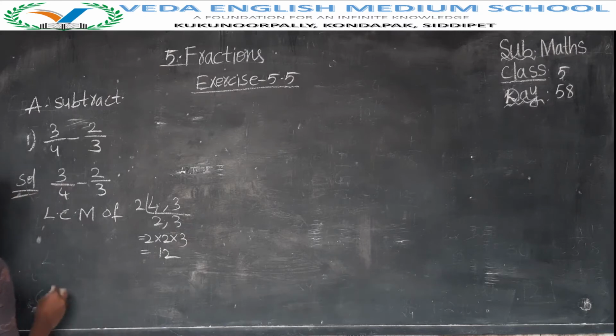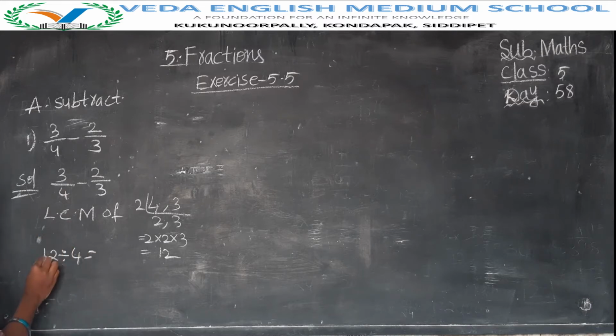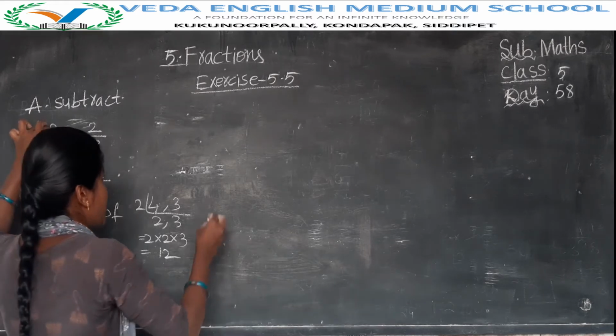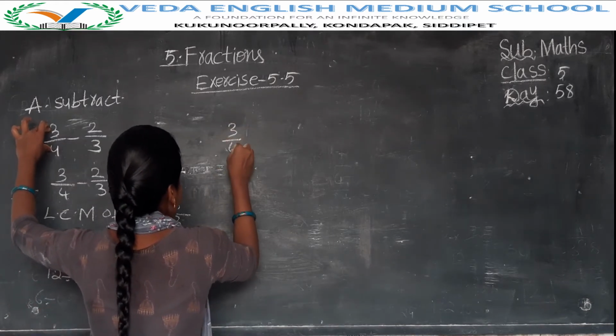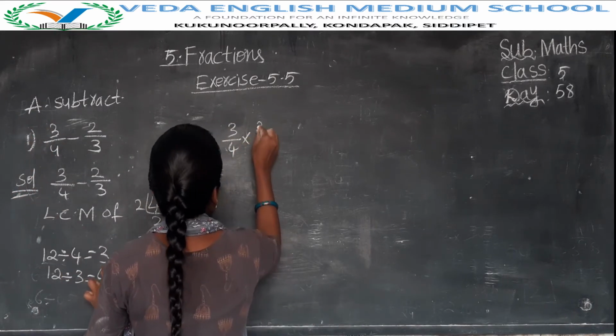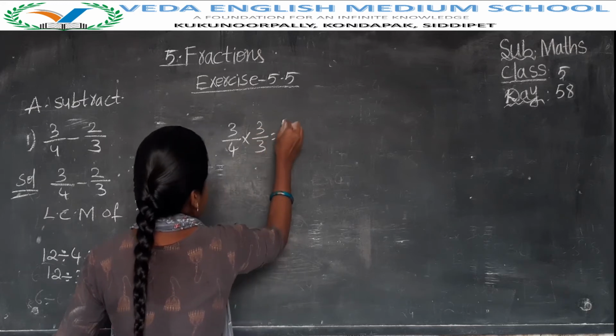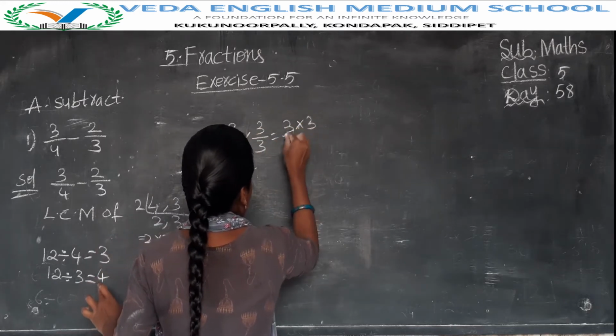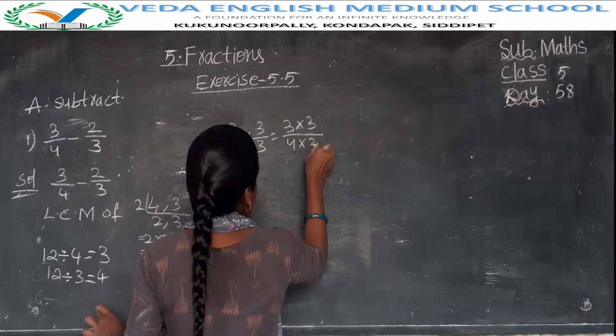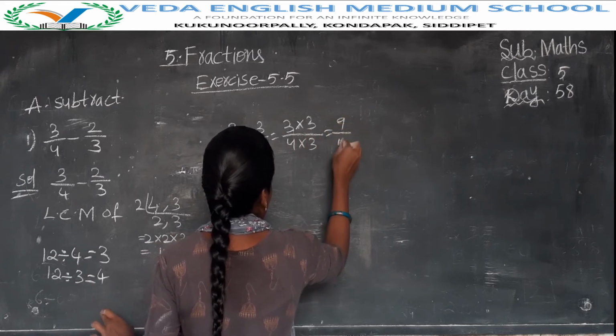LCM is 12. Then take the LCM 12 divided by first fraction denominator 4. In 4 table divide is possible, that is 3 times. Again take the LCM 12 divided by second fraction denominator 3. In 3 table divide is possible, that is 4 times. Then take the first fraction, 3 by 4 into LCM answer 3: 3 into 3 by 4 into 3. 3 3s are 9, 4 3s are 12.